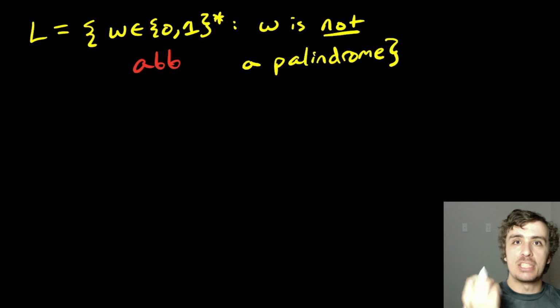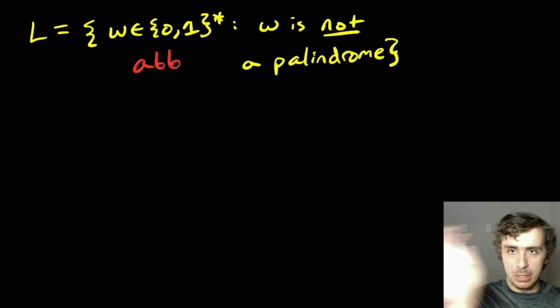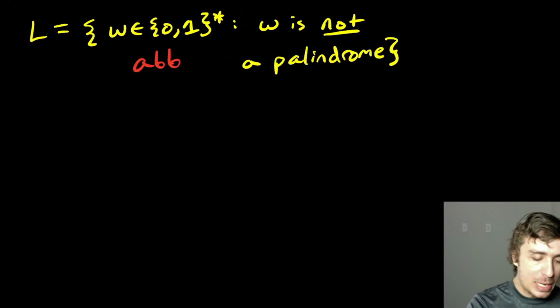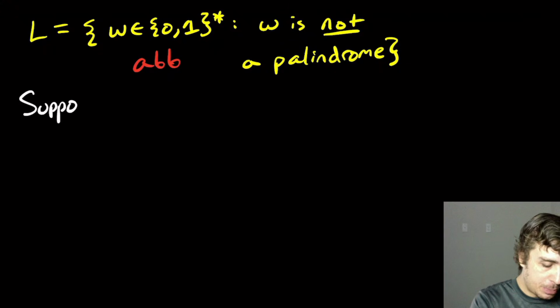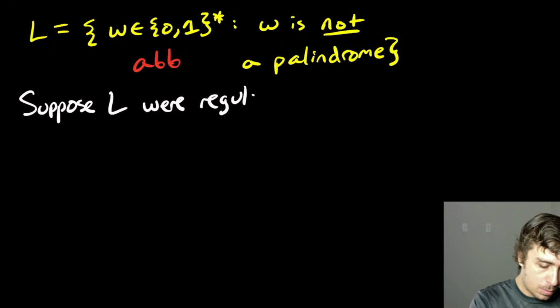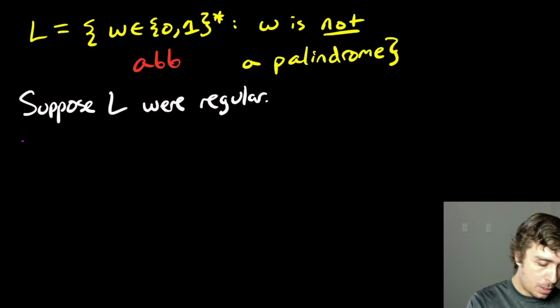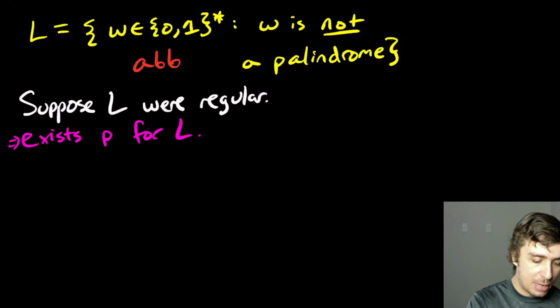So whenever you have a question to show something that's not regular, where it says "is not something," a good technique is something called the P factorial trick. You can search it on YouTube if you wanted to. I made a video on it. Thank you very much. But I'm going to reintroduce it here. So let's try to prove that this thing is not regular. Let's suppose L were regular. Then there exists a pumping constant P for L. So there exists some constant P for this language L.